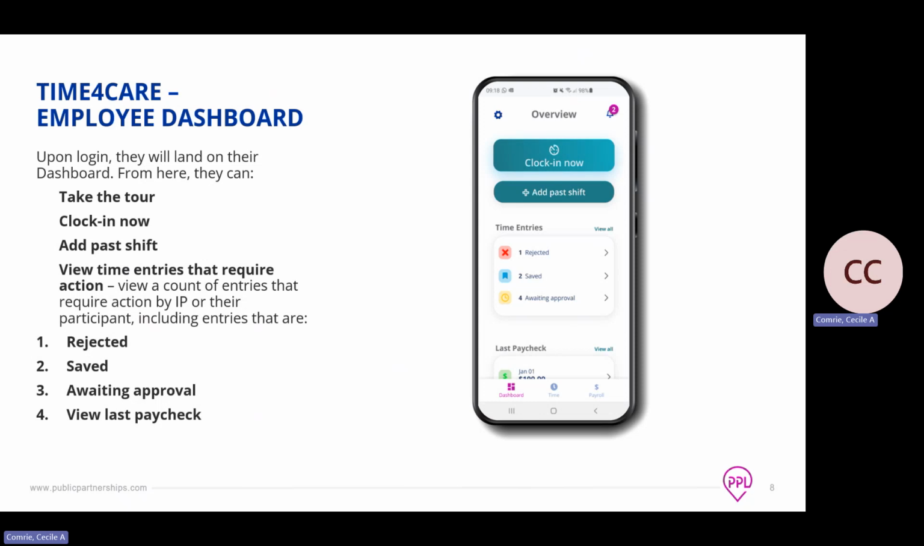When you're in the tour, the next thing you're going to do is clock in, or you can add past shifts. You can see those time entries, whether those entries are rejected, whether they're saved, or whether they're waiting approval. You can also see your last paycheck.